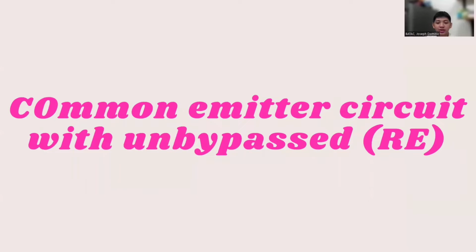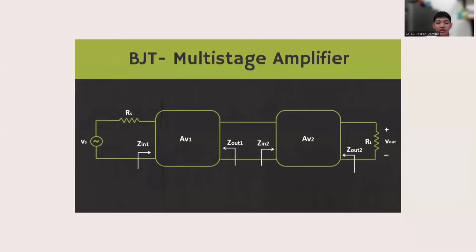A common emitter circuit with an unbypassed emitter resistor, or RE. The current and voltage polarities shown correspond to the input voltage positive polarity. RE affects the circuit input impedance and voltage gain without a bypass capacitor. Multi-stage amplifiers use the output of one amplifier to drive multiple amplifiers in series. Its output is insufficient for many practical applications.